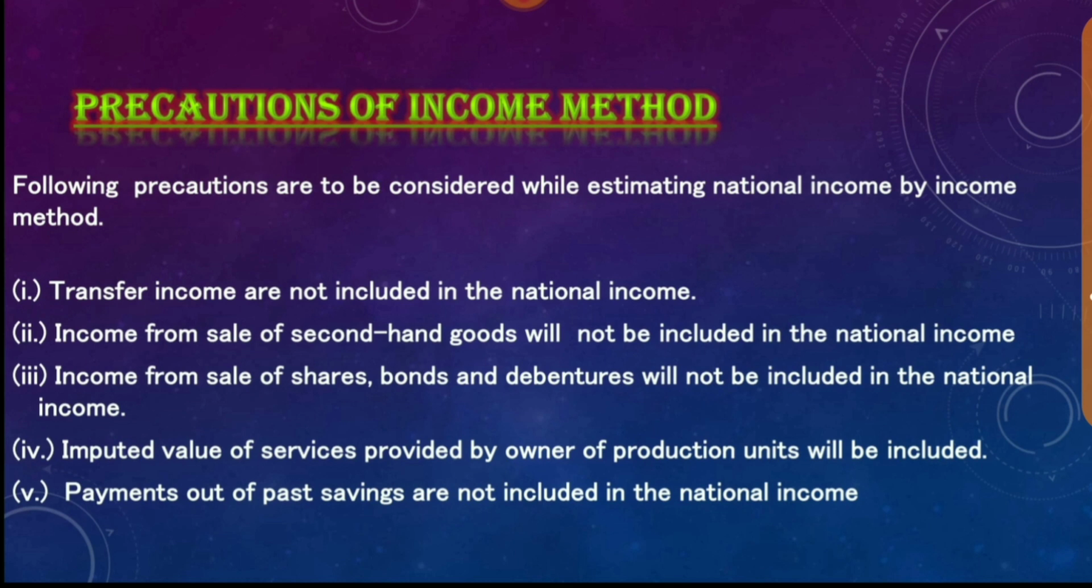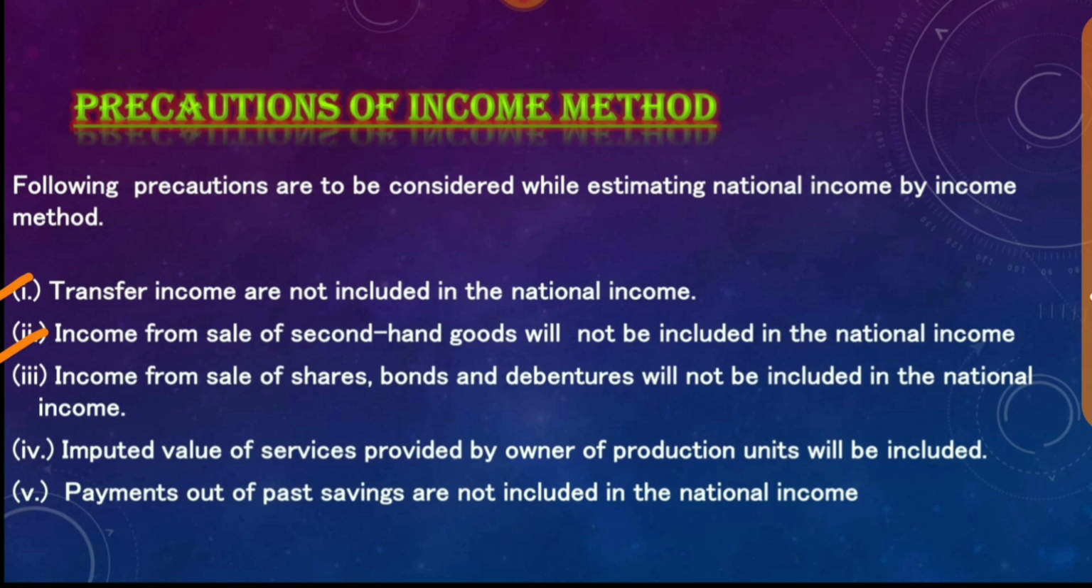Students, some precautions are to be considered while estimating national income by the income method. First, transfer incomes are not included in national income. Why? Because such receipts are not connected with any productive activities and there is no value addition. Second, income from the sale of second-hand goods will not be included because their original sale has already been counted. If they are included again, it would lead to double counting.